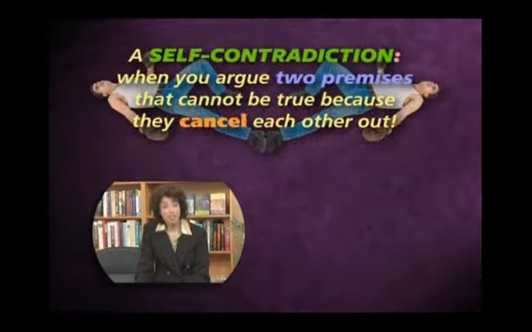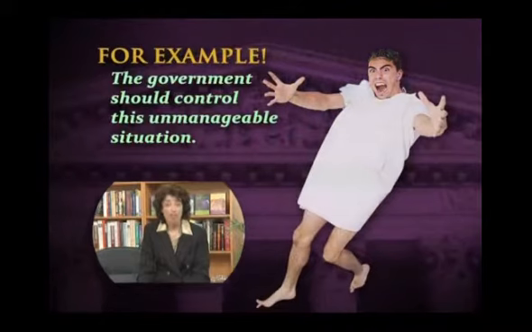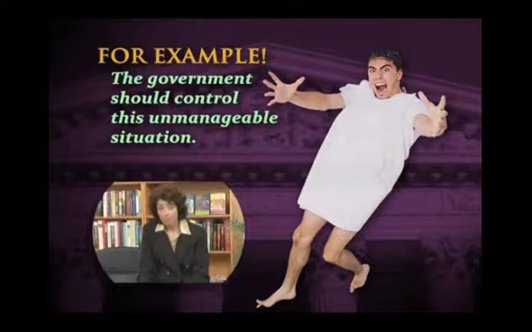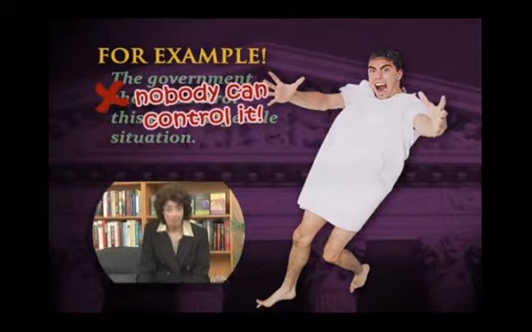A self-contradiction is when you argue two premises that cannot be true because they cancel each other out. For example, the government should control this unmanageable situation. Well, if it's unmanageable, it cannot be managed, and the government can't control it. Nobody can control it because it cannot be managed. There are other logical fallacies as well. These are the most common. And now that you know these, you'll be on the lookout for all errors in logic in your writing.